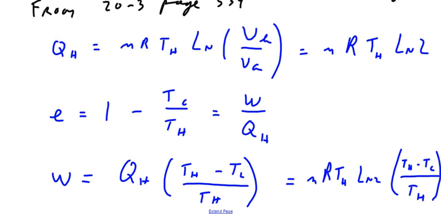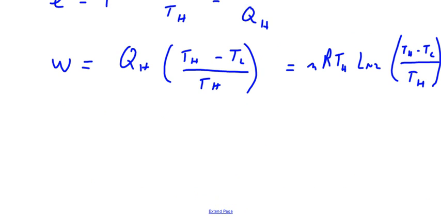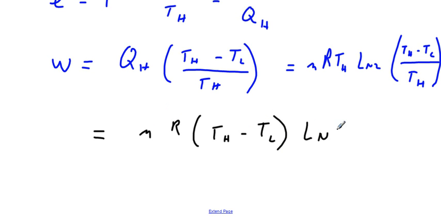And then from that we can derive that this is going to be equal to nR times TH minus TL times natural log 2. So right here I can go boom, boom, and then I get that. Okay, so that's good.